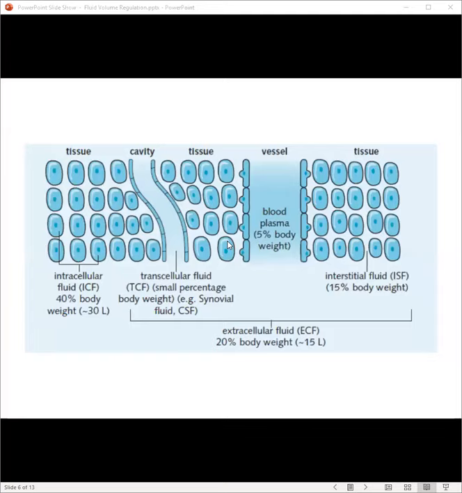So this is a figure that shows to you the different locations of these components of your body fluid. You have your ICF or your intracellular fluid found within the cells of the tissue. Then you have your transcellular fluid, TCF, which is a small percentage of your body weight found, for example, within your synovial fluid or your CSF. And inside the blood vessels of the body, you find your plasma, which is about 5% of the body weight.